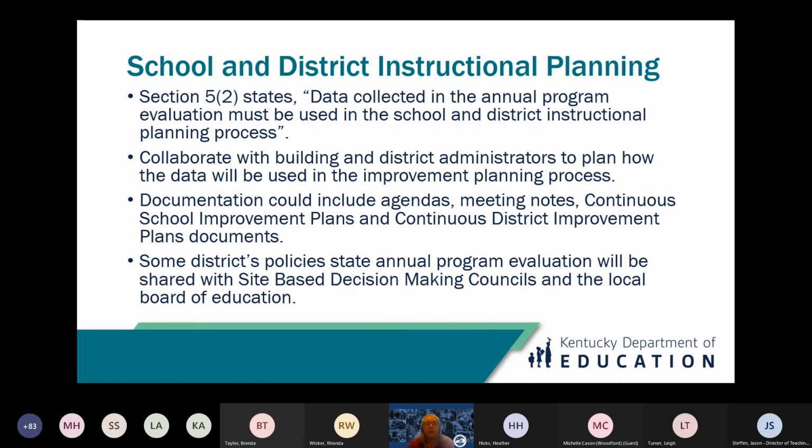If it doesn't say that, you still may want to collaborate with building and district administrators to plan how the data is going to be used to improve instructional planning for the coming school year. Please document those plans. It could be agendas or meeting notes. Maybe you're going to put them in your continuous school improvement plans or your continuous district improvement plans. I know from talking with colleagues in the title programs that's a good place to document if you've got a need and you want to use Title 1 or Title 4 or other of the title plans. That's a good place to document that need. And like I said before, some districts' policies do state that the annual program evaluation will be shared with the site-based decision-making councils and the local school board.